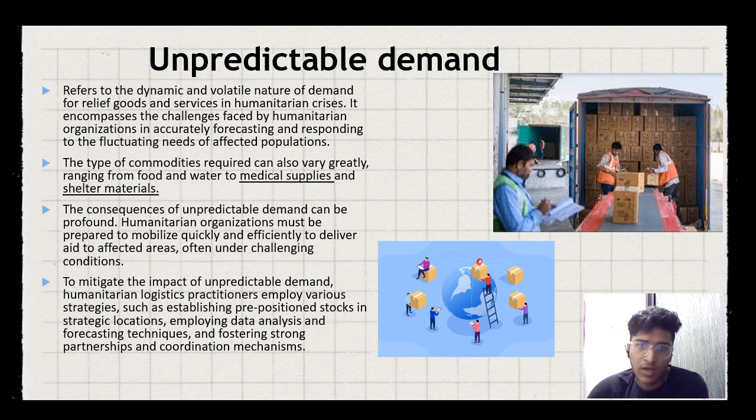To mitigate the impact of the unpredictable demand, humanitarian logistics practitioners employ various strategies such as establishing pre-positioned stocks in strategic locations, employing data analysis and forecasting techniques, and fostering strong partnerships and coordinating mechanisms. These measures help improve response time and ensure that life-saving assistance reaches those in need as swiftly as possible, despite the inherent uncertainties associated with unpredictable demand in humanitarian contexts.